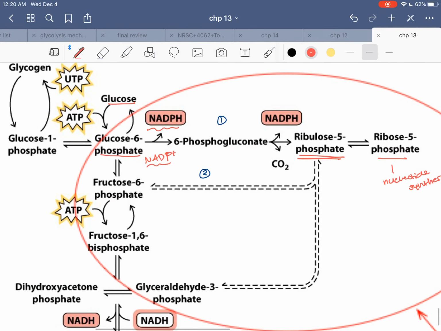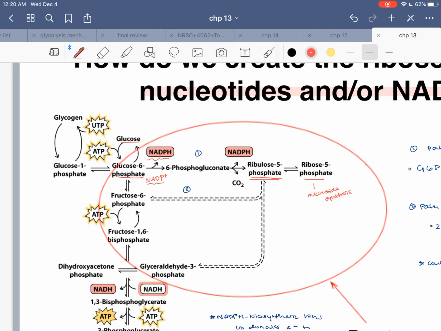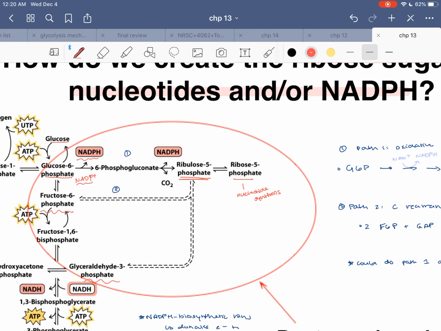The second option does not include making any NADPH, but instead, we're going to use some other byproducts of glycolysis, including fructose 6-phosphate and GAP. So this will actually take 2 fructose 6-phosphates and 1 GAP to make ribulose 5-phosphate, and we'll end up making ribose 5-phosphate instead. So the big difference here is for the second pathway, it doesn't require any NADP+, and it does require fructose 6-phosphate and GAP.